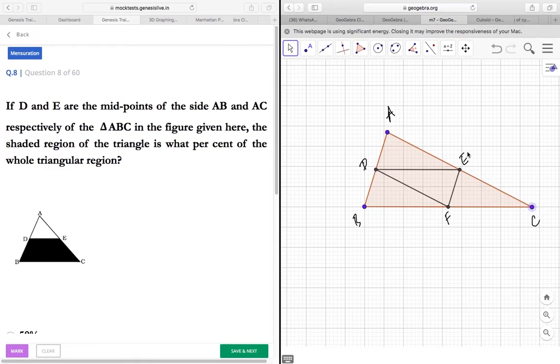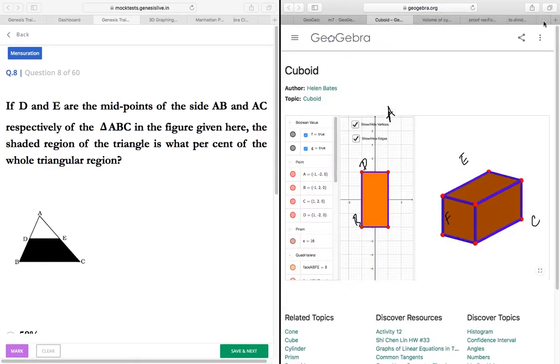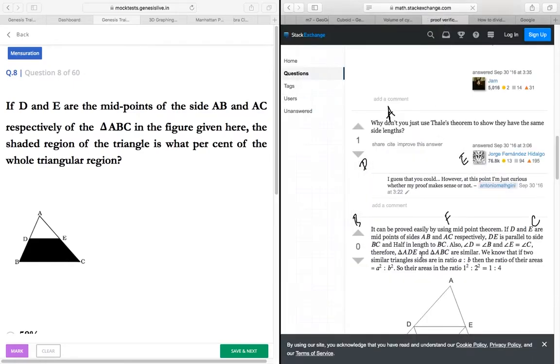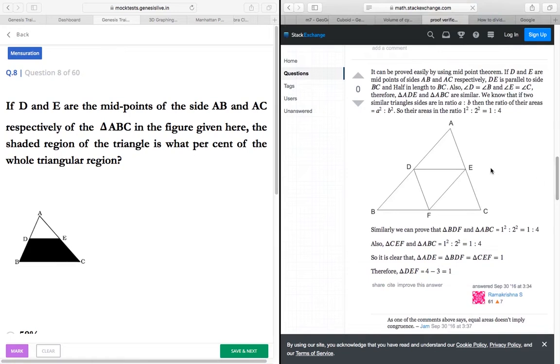Now, there are multiple proofs for that. You don't have to actually go for it, but since it is interesting, I will just show you one of the proofs that someone has given. What they have done here is, they have gone with congruency and similarity. If D and E are the midpoints of AB and AC, then DE becomes parallel to BC. And the length of DE will be equal to half of that of BC. That's the first thing.